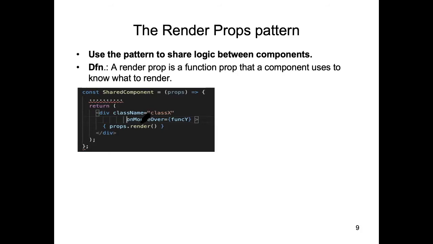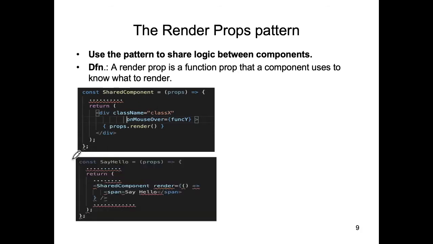Other than that, it has no significance. So we're calling props.render, and look, we're actually calling it as a function. So it must mean that whatever this function returns is going to be inserted inside this overall JSX. Whatever component is using this is going to provide the render prop, so the component that is using it is actually passing some JSX into this shared component.